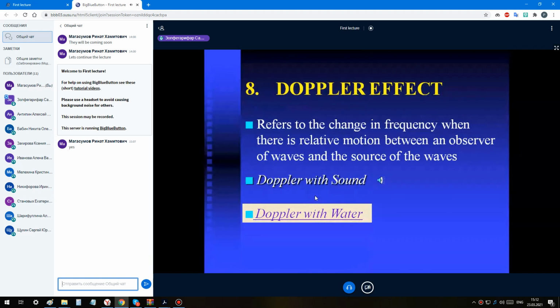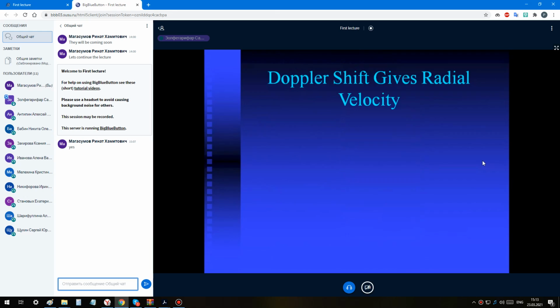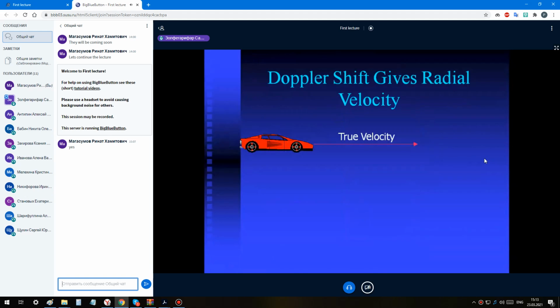Example, Doppler with water. Change in frequency due to the motion of the source or receiver. The greater the speed of the source, the greater the Doppler effect. You can see the schematic shape, a stationary bug and a bug swarming. In frequency, redshift is a decrease in frequency.